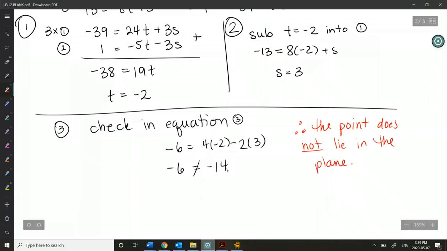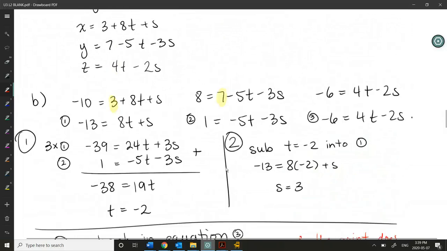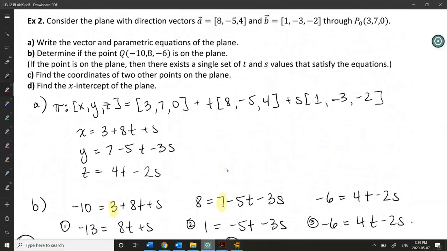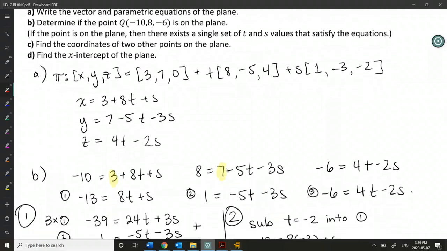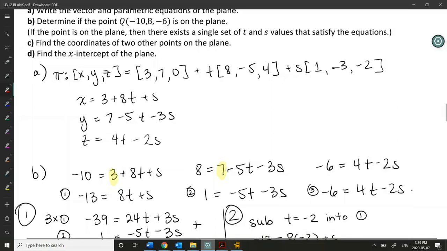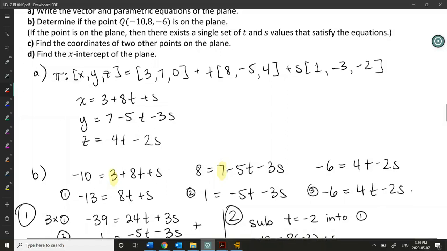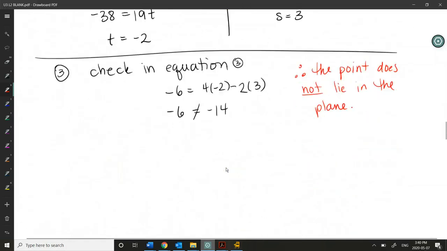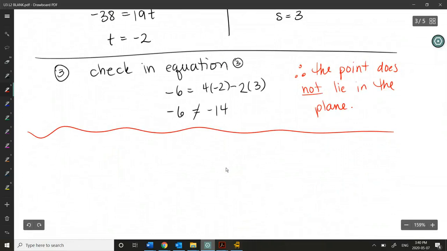Okay, so use substitution or elimination in 2 of the equations and save the last equation to check your parameters s and t to see if you get a true statement. Okay, let's move on to the next part here. So part C asks us to find the coordinates of 2 other points on the plane. So you can do this from the vector equation or also from the parametric equations. All we're going to do is basically just choose values for t and s. They can be any values for t and s that you want.